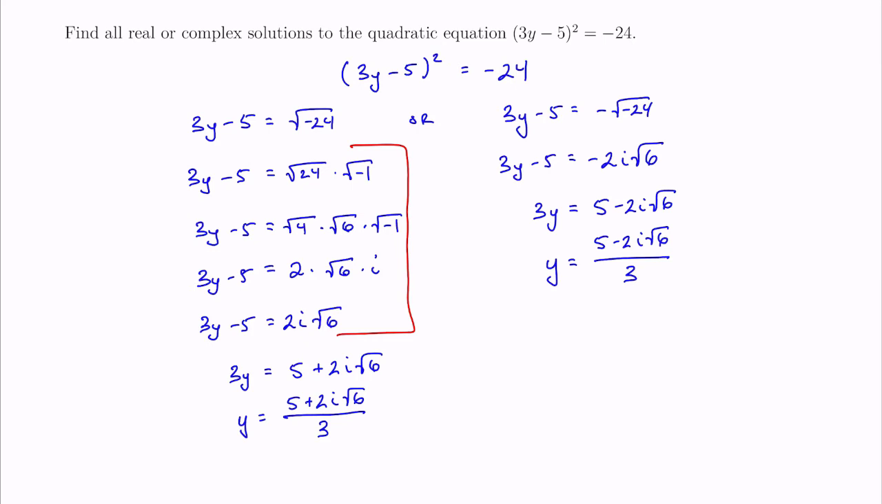You might also notice that those two solutions are nearly identical, except for the plus or the minus in the middle of the numerator. So if we want to save some time, we could write the solution set as the set 5 plus or minus 2i root 6 all over 3. You should also recognize that sort of statement, 5 plus or minus 2i root 6 all over 3, looks very similar to many of the solutions we obtained when using the quadratic formula.